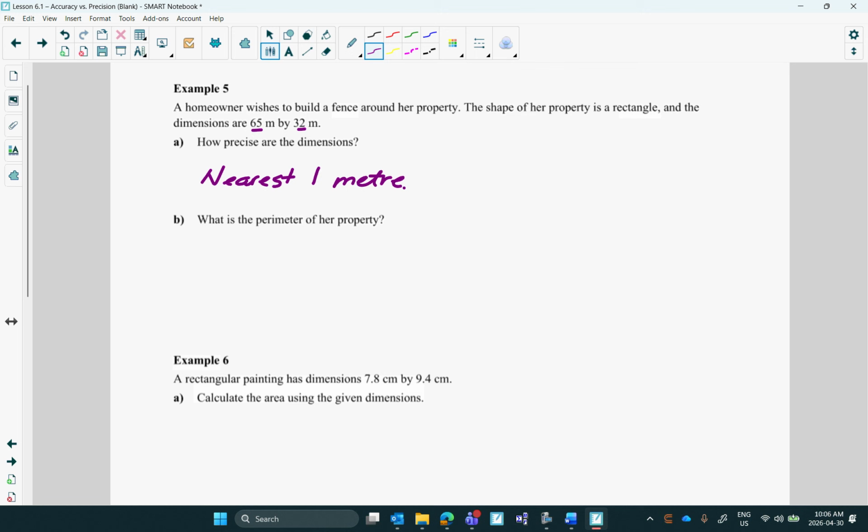What's the perimeter? How would you find it? 65 plus 65 plus 32 plus 32, or 2 times 65 plus 2 times 32, that works. So 130 and 64, I believe, gives us 194. Okay.